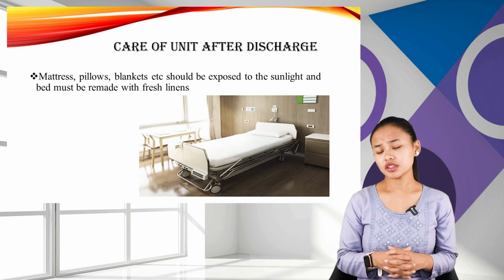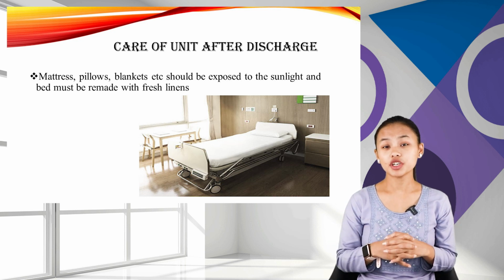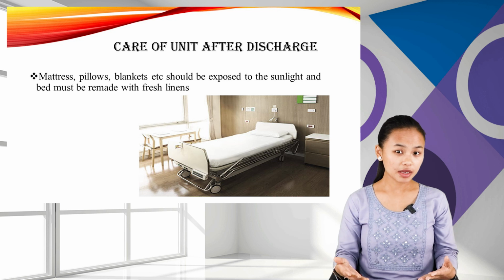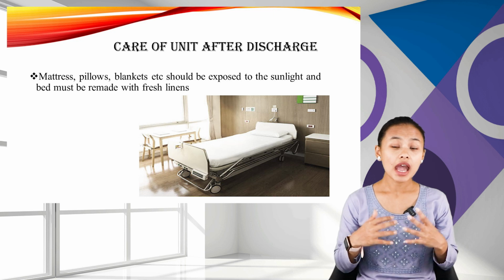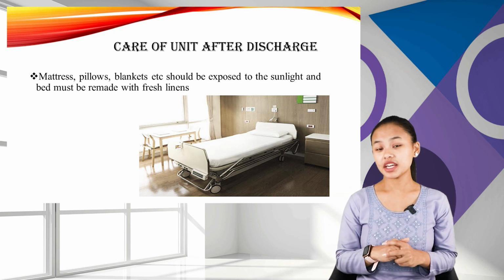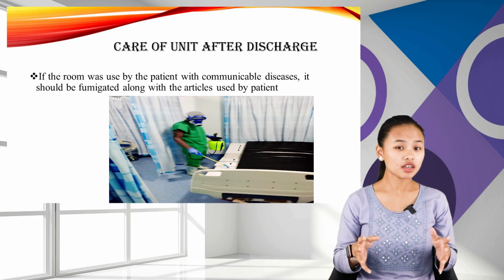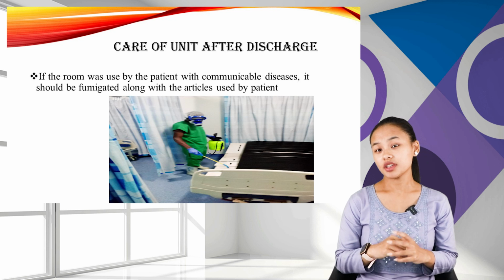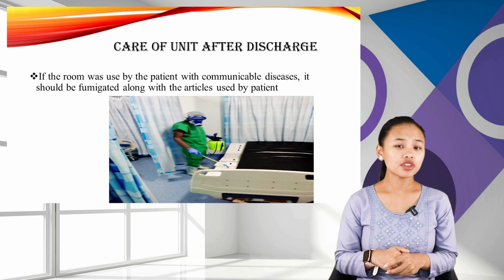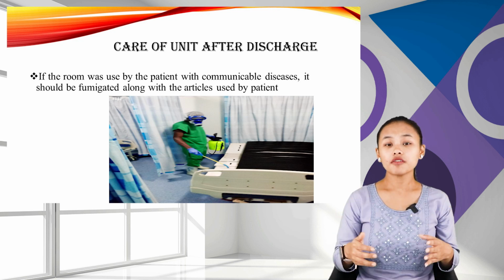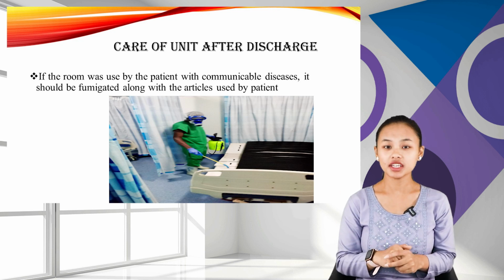You must also make sure that all the mattresses, the pillows, as well as the blankets which were used by the patient during the hospital stay are kept in sunlight, and that the bed is remade with new linens, new pillows, and new blankets before you admit any other patient. And if the room was used by a patient who was suffering from any communicable disease, you should make sure that the room as well as the articles are fumigated. So these are the few things that you must keep in mind after the patient has been discharged from that particular unit and before you admit any other patient.